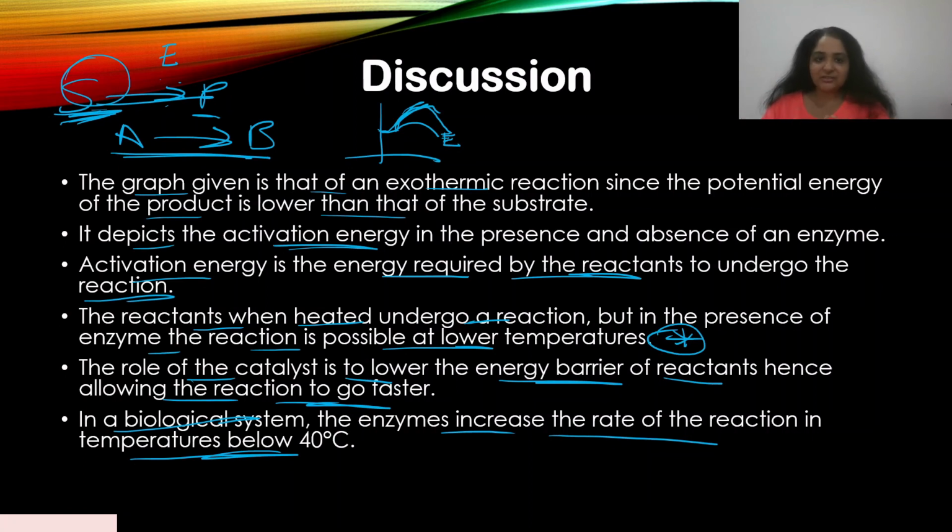So in our body, we are set at 37 degrees, and the enzymes perform these reactions so quickly that the substrate is converted to product very quickly. You don't need so much energy. There's no need for a high activation energy or a high energy barrier to be crossed over from substrate to product when an enzyme is present.